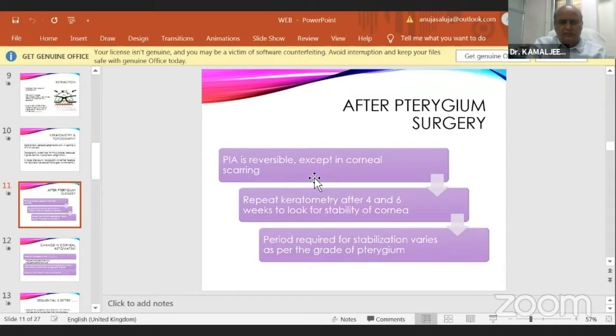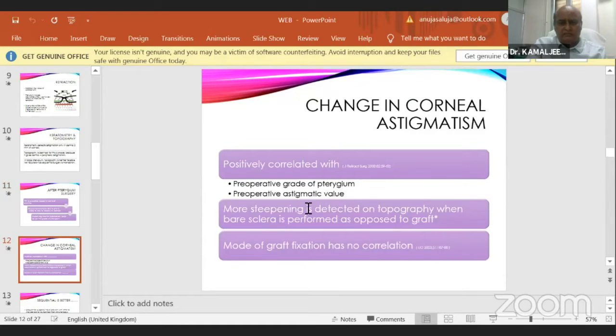Now, this astigmatism is reversible except in corneal disease. If you have pterygium induced astigmatism, if you do the surgery, it gets reversed. So repeat keratometry should be done once you have done the pterygium surgery. Later sequential cataract surgery is the idea here. So what you do is that you repeat the keratometry again after 4 to 6 weeks, and you look at the stability of the cornea. If it is stable, then you can do a good keratometry and can get a good IOL power calculation. Based on that, you can implant the lens.